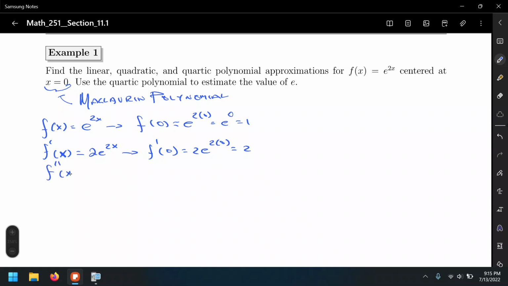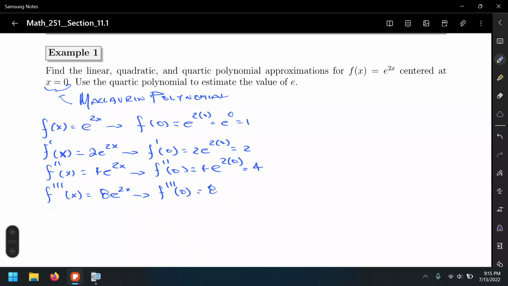Second derivative, that's 2 times 2e to the 2x, that's 4e to the 2x. Evaluate the second derivative at 0, and that's 4 times e to the 2 times 0, which is 4. And then let's take the third derivative. That's 4 times 2, that's 8e to the 2x. f triple prime evaluated at 0 is 8e to the 2 times 0, which is 8.